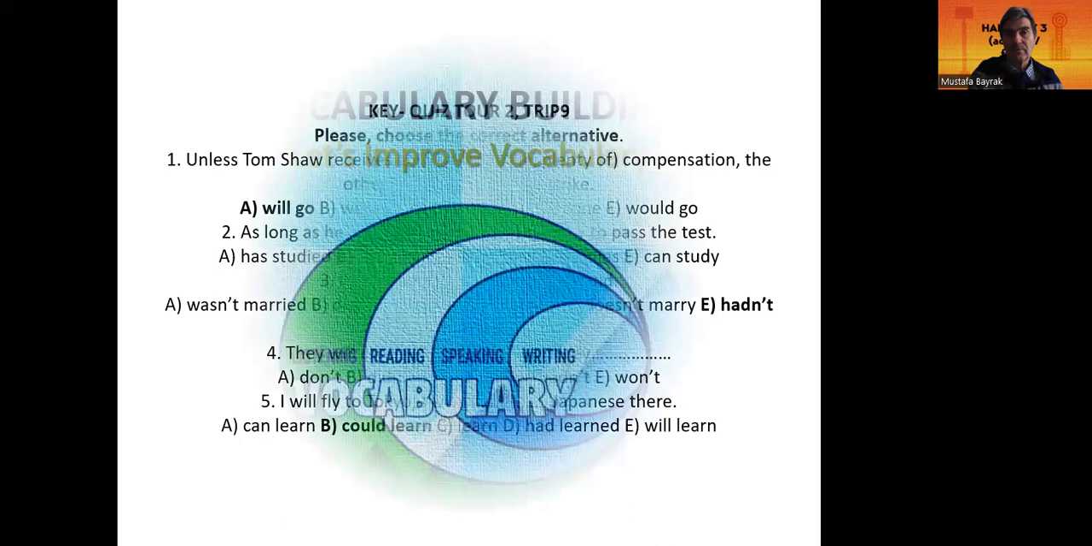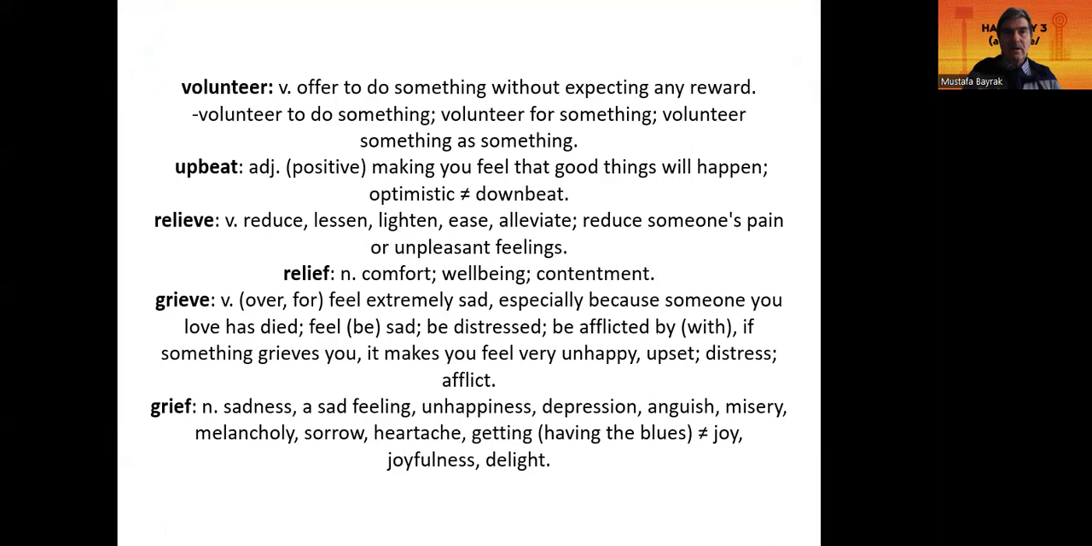Now vocabulary. Vocabulary studying time. Okay. Now the first word is volunteer as a verb: offer to do something without expecting any reward, any material thing. Volunteer to do something; volunteer for something is also possible. Volunteer something as something. Upbeat is an adjective making you feel that good things will happen. Optimistic. But the opposite is downbeat, pessimistic, not upbeat.